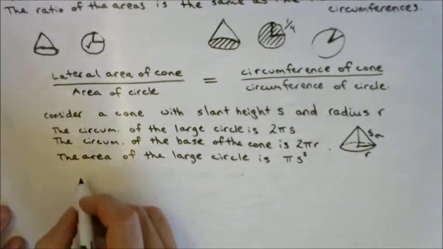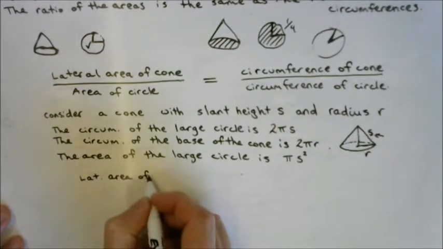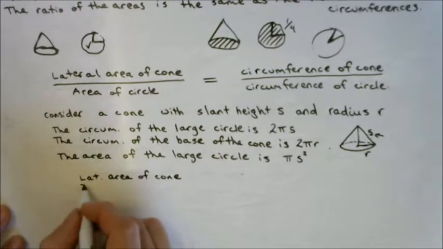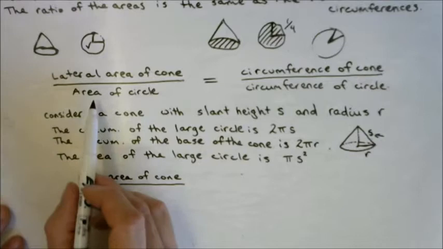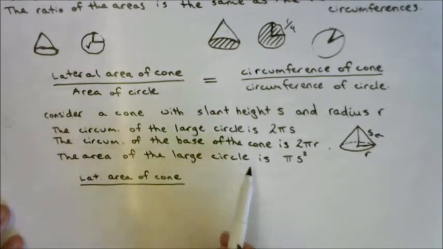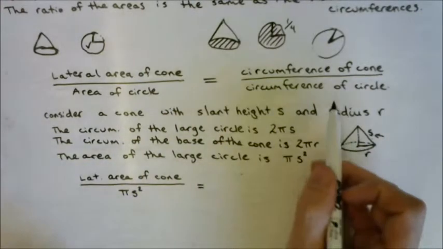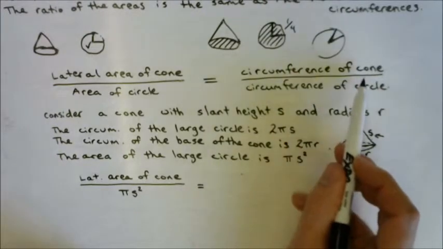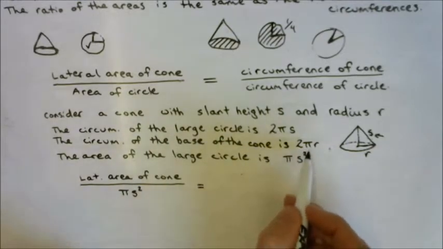Let's fill in what we know. We do not know the lateral area of the cone, so we just leave that there. We do know the bottom part of the ratio, the area of the circle. The area of the large circle is pi s squared. So let's put that in there. And on the other side of the proportion, do we know the circumference of the cone? Yep, the circumference of the base of the cone is 2 pi r.